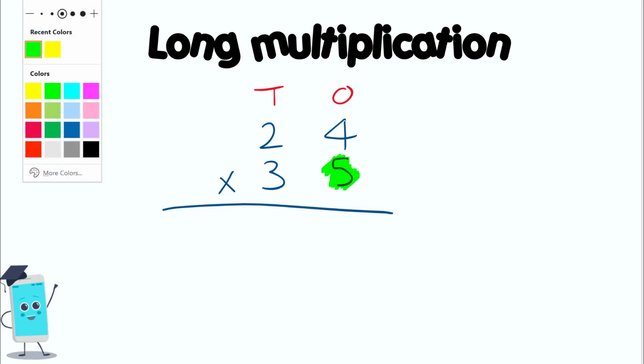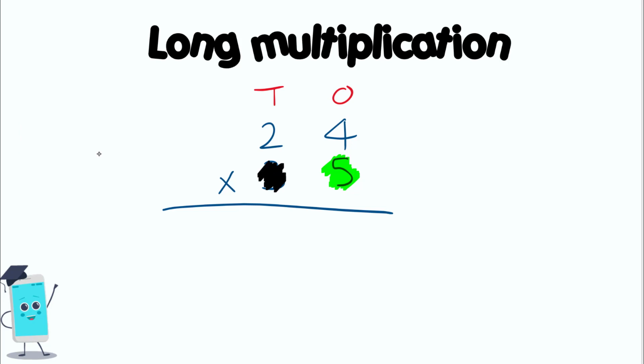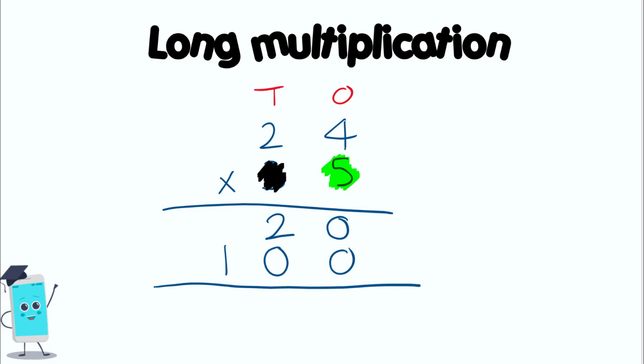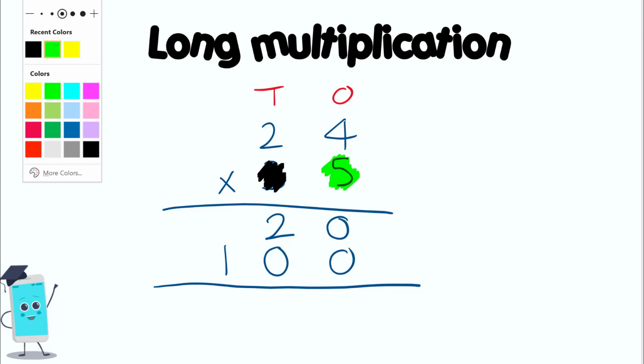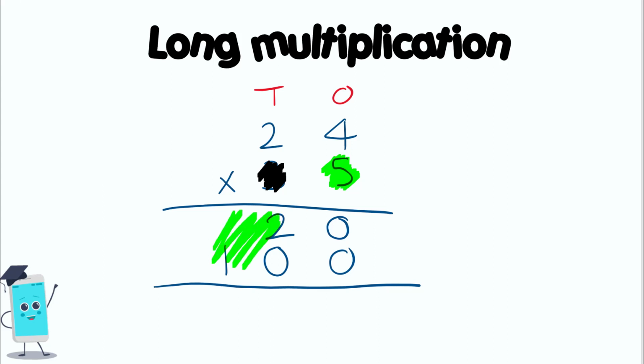So let's just imagine that this 3 is not there. Let's just treat it as if we were doing 24 times 5. Okay, I'm going to start with the expanded version. So 4 times 5 is 20, and 2 times 5, 2 tens times 5 is 100. Okay, here I have completed 24 times 5. I've got my 24 times 5 there.